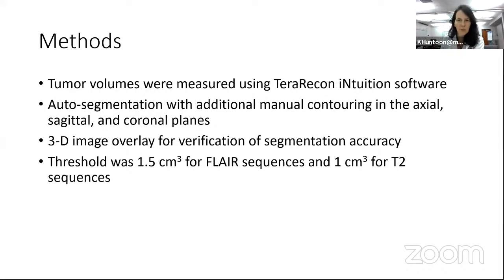Please stop me or ask any questions as you would like. Tumor volumes were measured by the TeraRecon Intuition software, which is software that the radiologists have been using for other studies. Auto-segmentation is done, but then there is some fine manual contouring on the 3 different planes: axial, sagittal, and coronal. Then they have a 3D image overlay to make sure the segmentation was accurate. The thresholds were 1.5 centimeters for the FLAIR sequences and 1 centimeter for the T2.